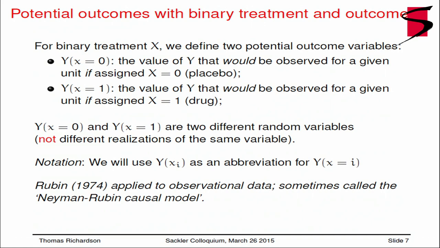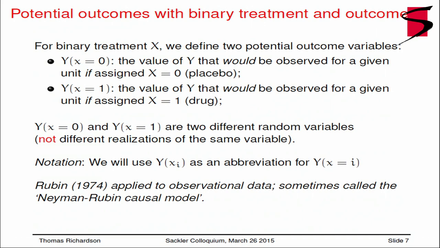And we're now going to, instead of thinking of a matrix of numbers, think about two different variables. Y of x equals 0 is the outcome that would be observed for a given unit if they were assigned to placebo. Y of x equals 1, conversely, is for drug. These are two different random variables. They're not realizations of the same variable. This notation might initially make you think that, if you're a probabilist, but these are just two different random variables. Also, to keep things short, I'm going to use y of x sub i as a shorthand for this.